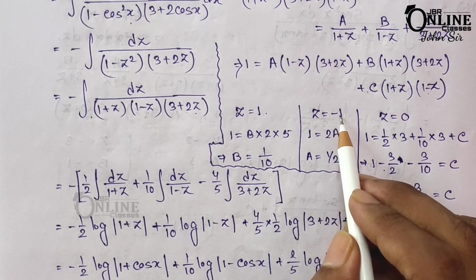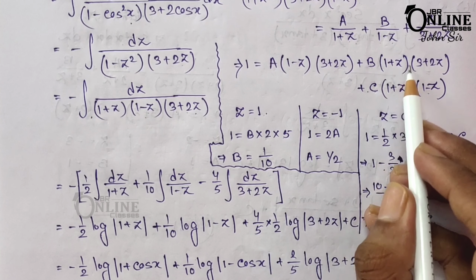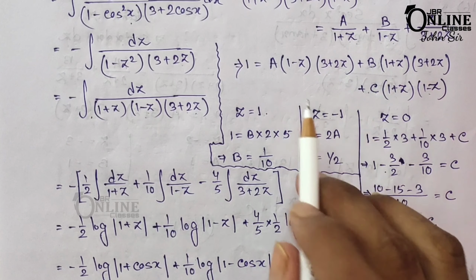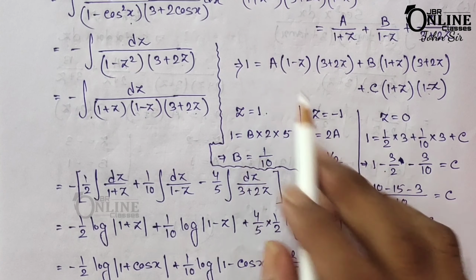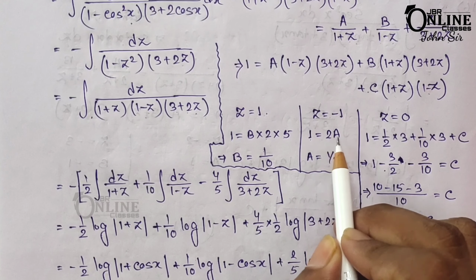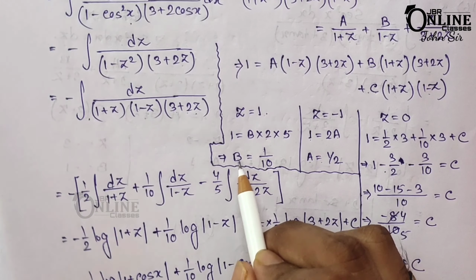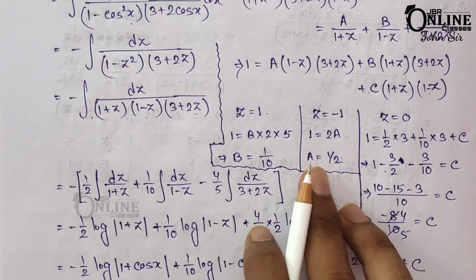Now if z equals minus 1, then this portion equals 0 and this one also 0. That means b and c terms are 0, so only a remains. So 1 equals 2a and a equals 1 by 2. So now you have the value of b as well as the value of a.